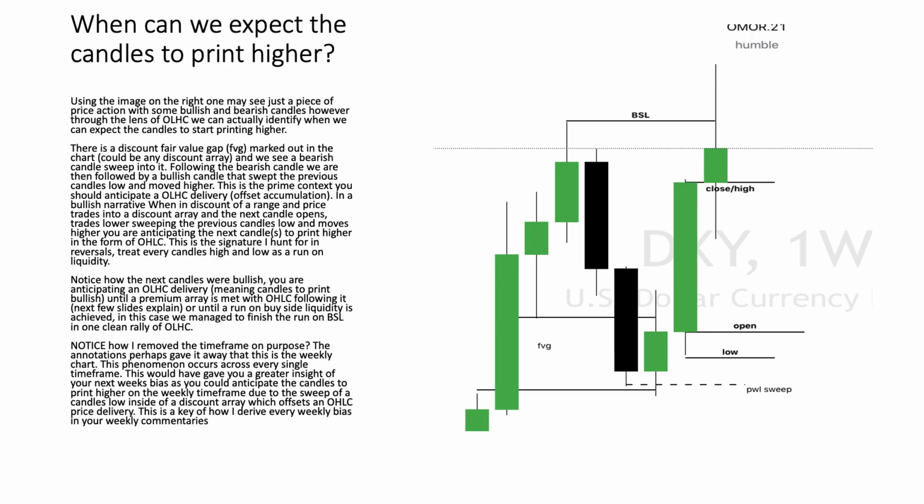Notice how I removed the time frame on purpose, right? The annotations probably give it away that this is a weekly chart, but this phenomenon occurs across every single time frame. This would have given you greater insight into your next week's bias, as you could anticipate the candles to print higher on the weekly time frame due to the sweep of the candle's low inside of a discount, which offsets open, low, high, close price delivery, right? This is key to how I derive every weekly bias in your weekly commentary.